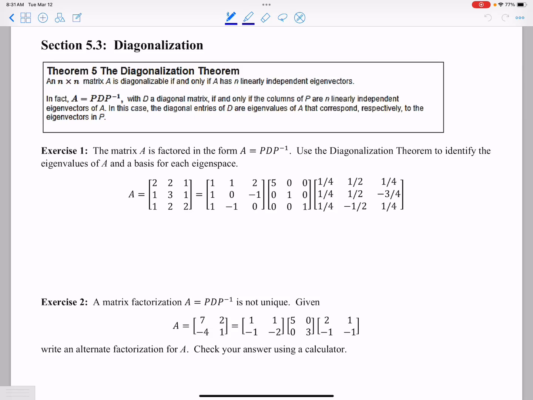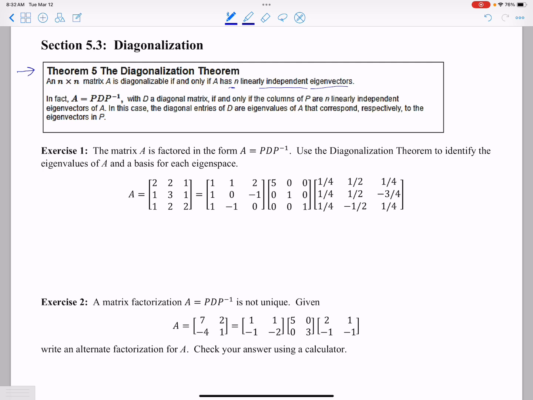This section is all about diagonalization, which we touched on briefly in the last section. The diagonalization theorem just says that if you have an n by n, so a square matrix, then it is diagonalizable if and only if it has n linearly independent eigenvectors. When you form the factorization PDP inverse, the diagonal matrix D has the eigenvalues on it, and the matrix P is made up of the corresponding eigenvectors.